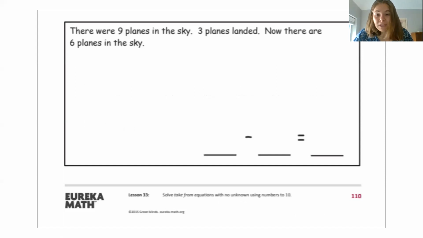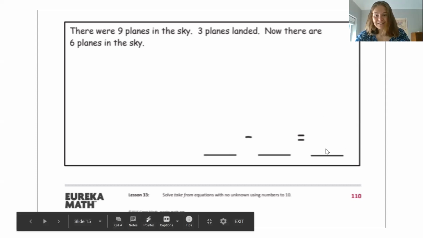Okay, 3 planes landed. Now there are 6 planes in the sky. So go ahead and cross out your 3 planes that landed, or you can move them over to another spot or draw them on the ground, whatever you want to do. And go ahead and fill in your number sentence down here. You have the number of planes you started with, then you take away the number of planes that landed, and then you show how many planes are left in the sky. Hit pause if you need extra time to finish that up.